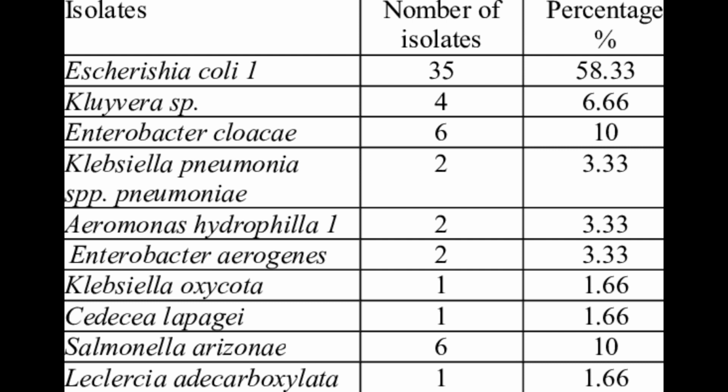Then we have EHEC, the enterohemorrhagic E. coli, which produces verotoxin or cytotoxin that damages vascular endothelial cells, causing hemorrhagic colitis. It can also lead to hemolytic uremic syndrome or HUS.